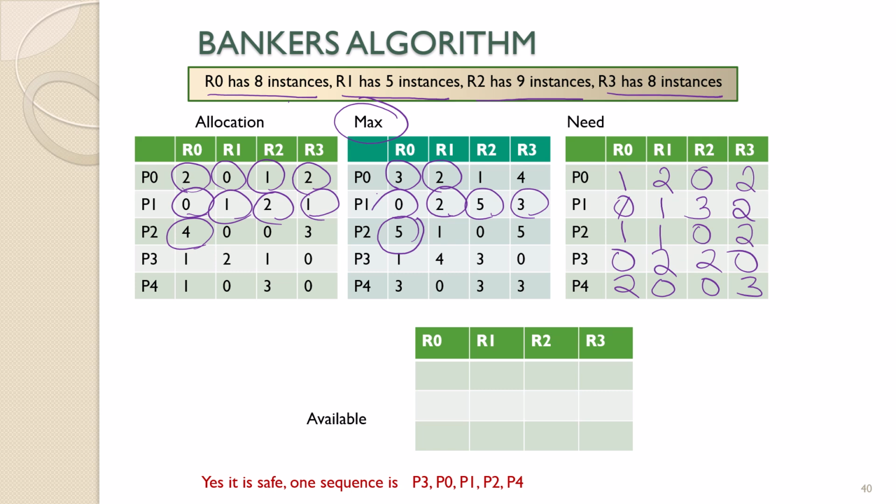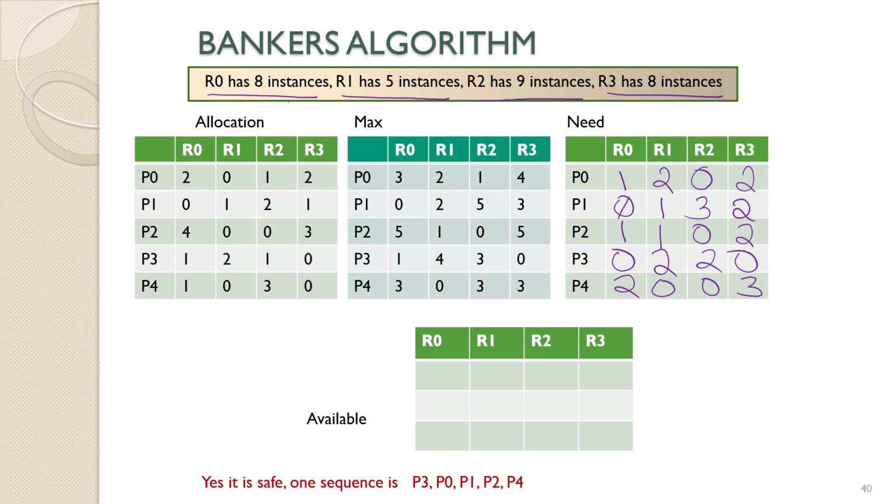So once you get the need, then what you do is you calculate the available. So how do you calculate the available? Well, R0 has 8 instances, and 4, 5, 6, 7, 8 have been allocated, so there are 0 available at this moment. R1 has 5, and 2, 3 have been allocated, so there are 2 available. R2 has 9, and 3, 4, 5, 6, 7 have been allocated, so there's 2 left, and R3 has 8, and 3, 4, 5, 6, so there's 2 left.